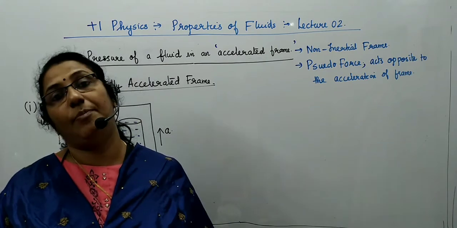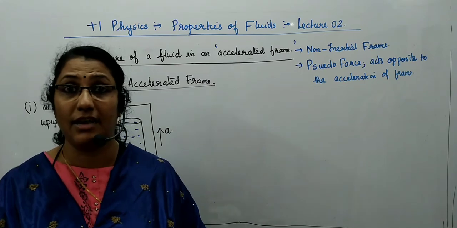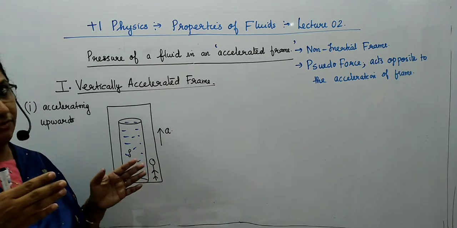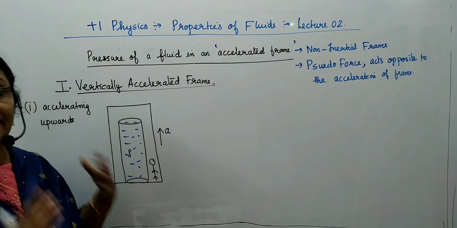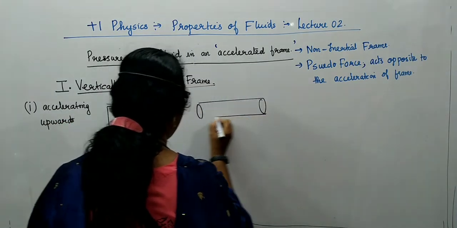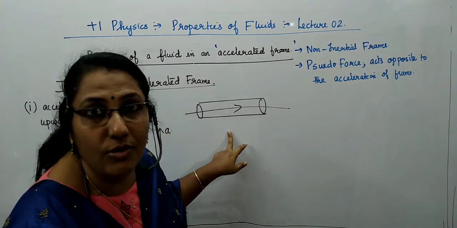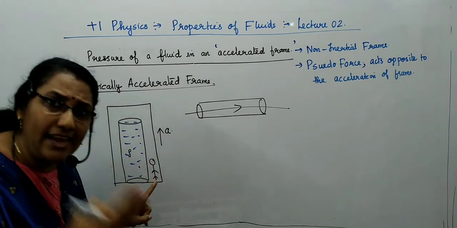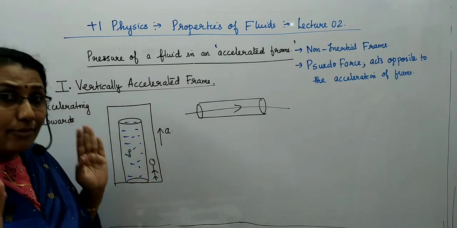Now, what happens if the vessel containing the fluid is accelerating up? The vessel is accelerating, not the fluid. Fluid dynamics means the fluid has to flow from one point to another while the vessel is stationary. Like this, suppose you have taken a pipe, the pipe is at rest, but the water inside the pipe is flowing. This is the dynamics of fluid, the motion of fluid. Here, the container which contains the fluid is moving up or down, and the fluid is at rest.